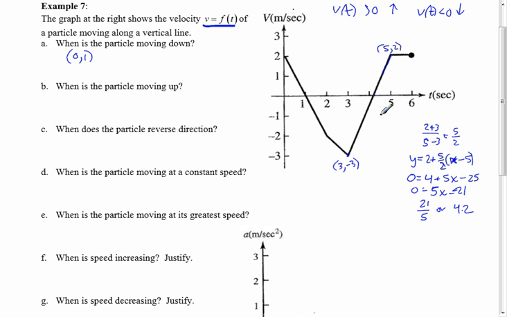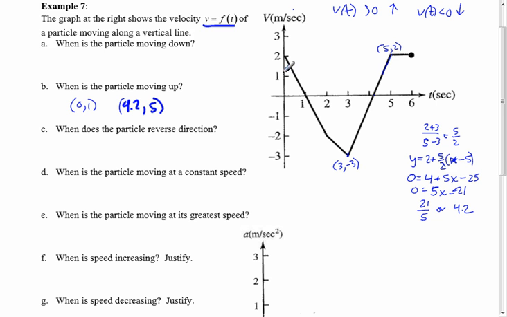So don't say 4 or about 4. It's at 4.2. So when's the particle moving down? Oh, I wrote this in the wrong spot. Let me just move it here. So this one should be, when's the particle moving up? Because the velocity is positive. And then we have this as well. So this is from 4.2 all the way to a t-value of 5.